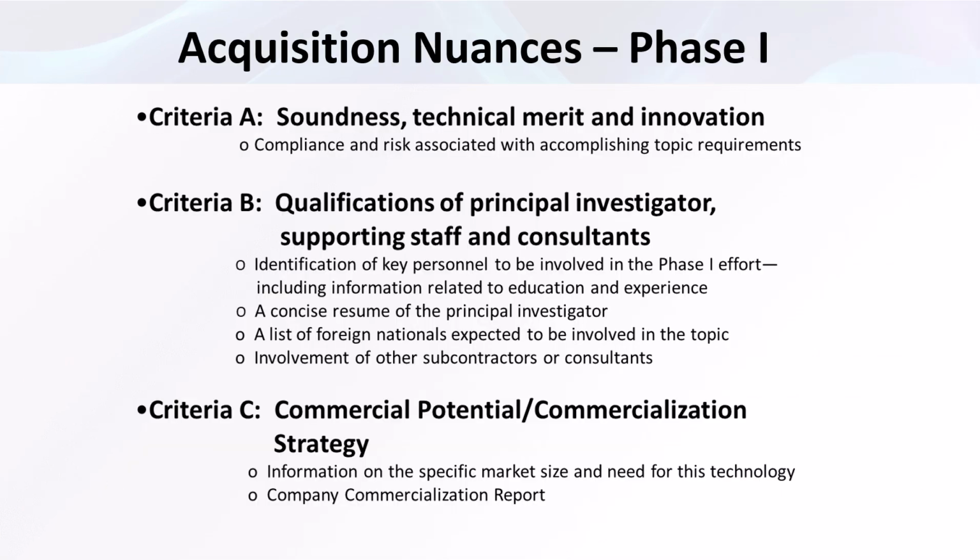Next up, let's take a look at some acquisition nuances in terms of what is considered during the evaluation. In Phase 1, the agency evaluates 3 things. The first evaluation consideration is the soundness of the idea and the technical merit and innovation of the idea. In addition, the agency also assesses the risk associated with topic requirements in Phase 1. Next, the agency evaluates the qualification of the principal investigator and supporting staff and consultants. This typically encompasses an evaluation of the education and experience of the team members, as well as other factors. Lastly, the agency will evaluate the commercialization potential of the technology.